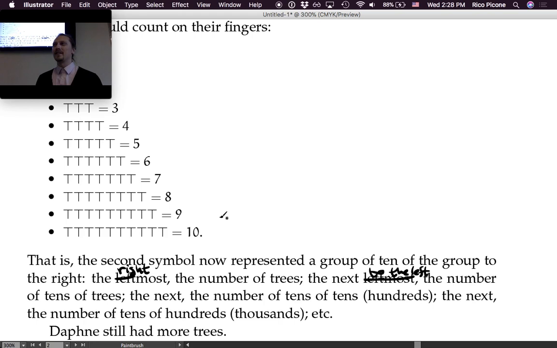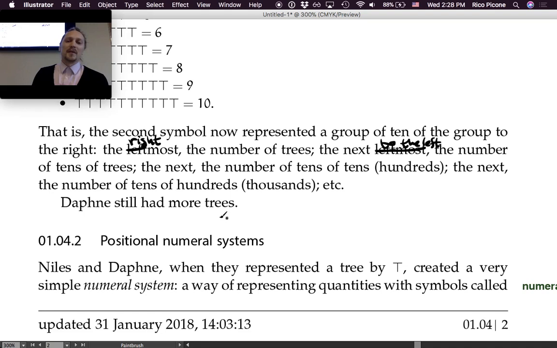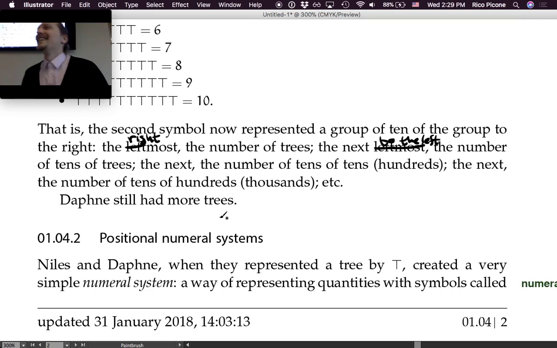Daphne still had more trees, unfortunately. Just couldn't win, Niles. He just lost every single time. But they did develop, you know, the two most important number systems that we have. So they had that going. I mean, so there's that. So good job.